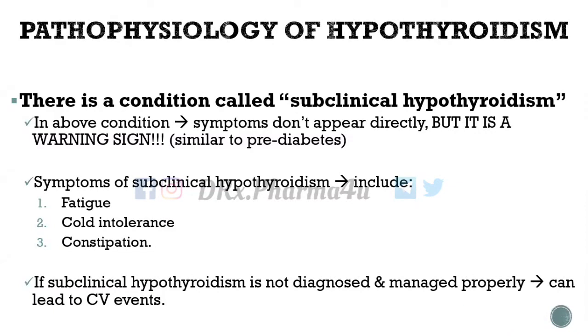Now let's come to the pathophysiology of hypothyroidism. So there is a condition known as subclinical hypothyroidism. Whenever I teach people or whenever I learn by myself, I always try to correlate things. Why I try to correlate things is because it's very easy to say that we have graduated from any division of pharmacy or we are medical professionals.